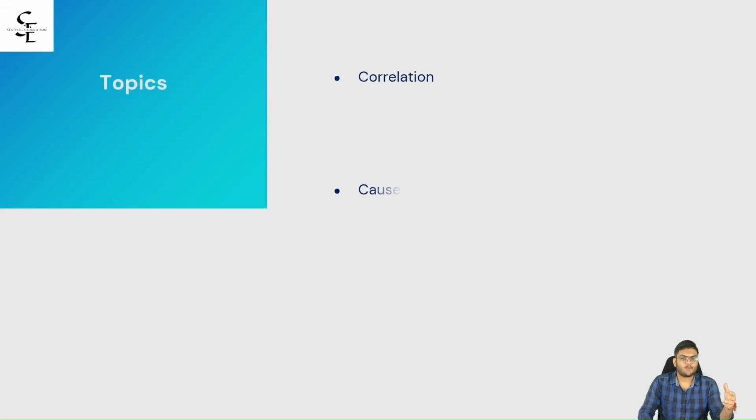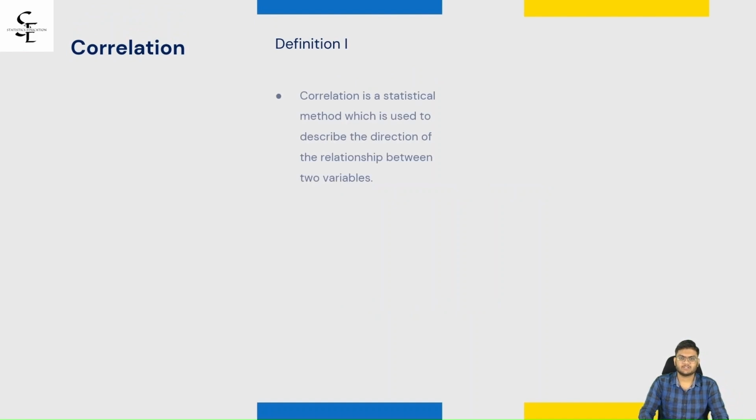Let's briefly look at the topics. First of all, of course, we will learn about what is correlation. After that, we will learn about what is cause and effect relationship. And lastly, we will learn about what are the types of correlation. So let's start with correlation.